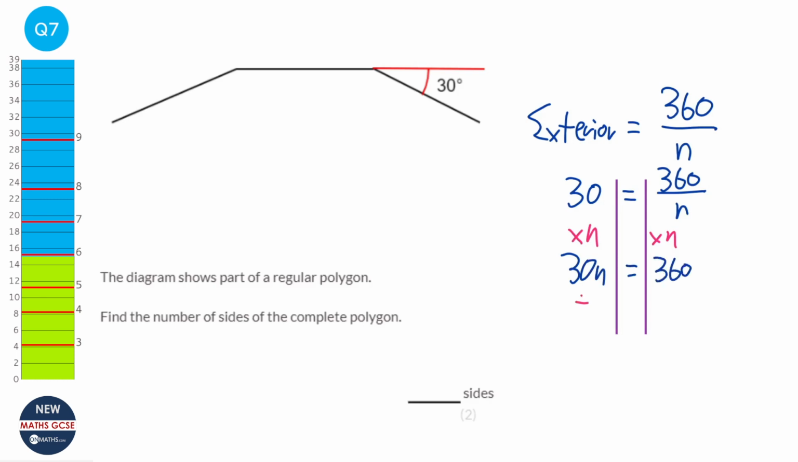And then divide both sides by 30. And so we've got n equals 360 divided by 30. And when you do 360 divided by 30, we get the answer of 12. So it's a 12-sided shape.